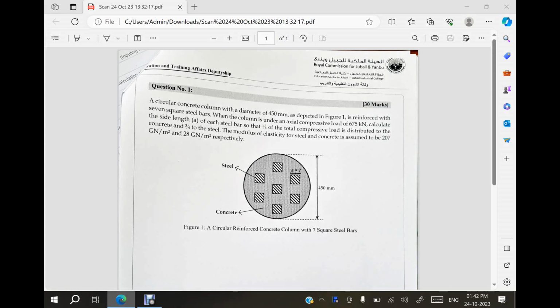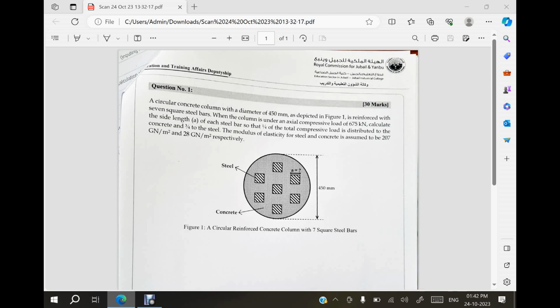See, this was the problem given to you yesterday in the examination. In this problem, what he is asking: a circular concrete column with a diameter of 450 millimeter, as depicted in the figure, is reinforced with 7 square steel bars. When the column is under an axial compressive load of 675 kilonewton, calculate the side length, that is A.